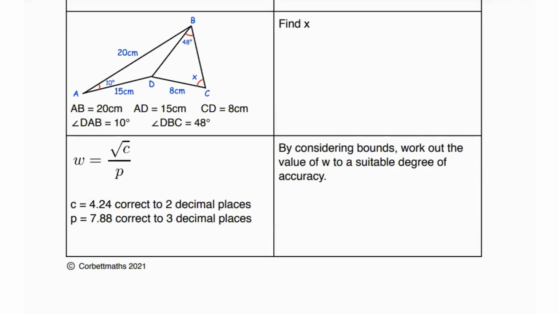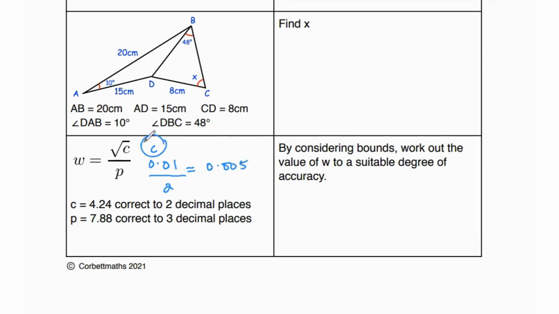Next question says W equals the square root of C divided by P. C is 4.24 correct to 2 decimal places, and P is 7.88 correct to 3 decimal places. By considering bounds, work out the value of W to a suitable degree of accuracy. So what we'll do is first we'll find the degree of accuracy for C and P. Let's start with C. That's correct to 2 decimal places, so we will divide 0.01 by 2. So basically 0.005.